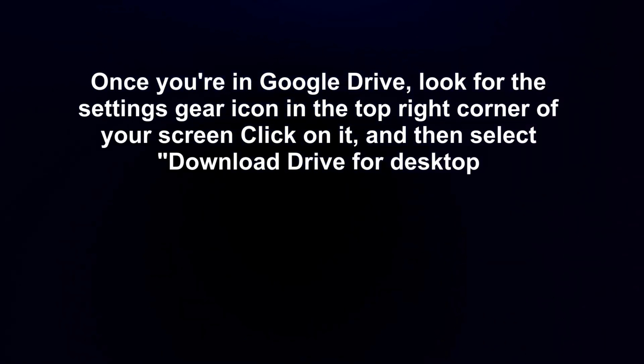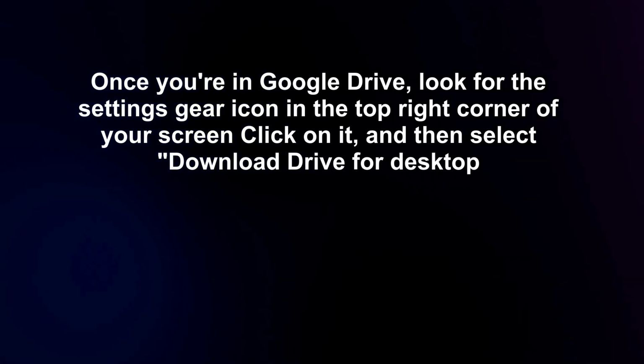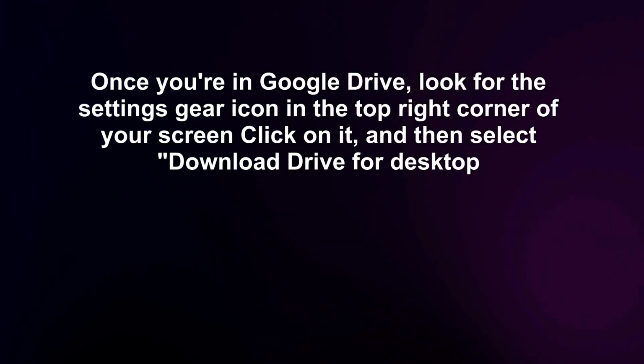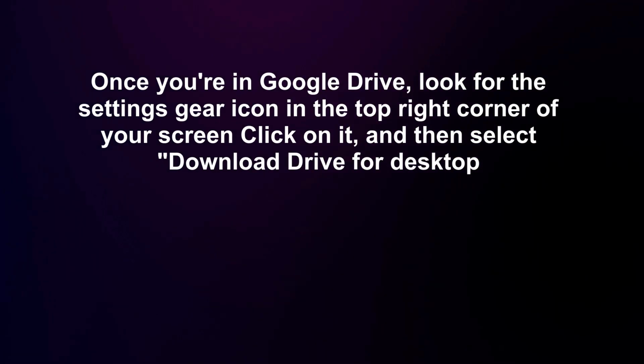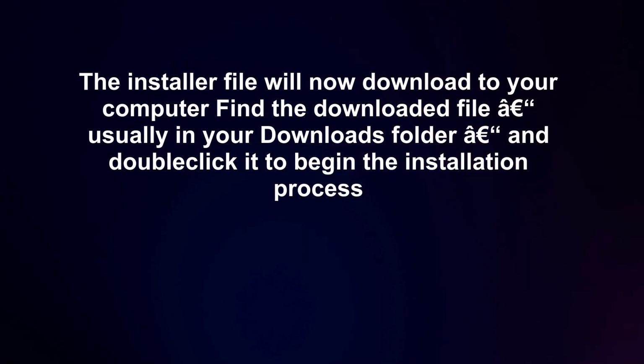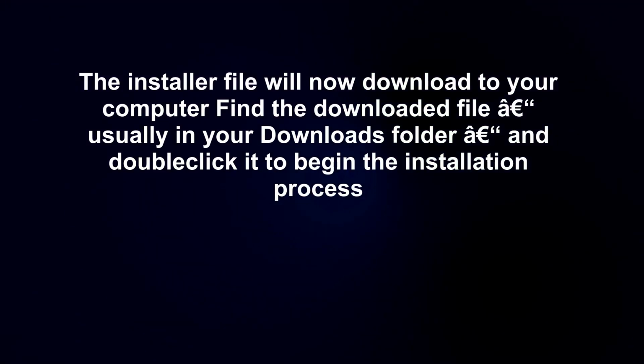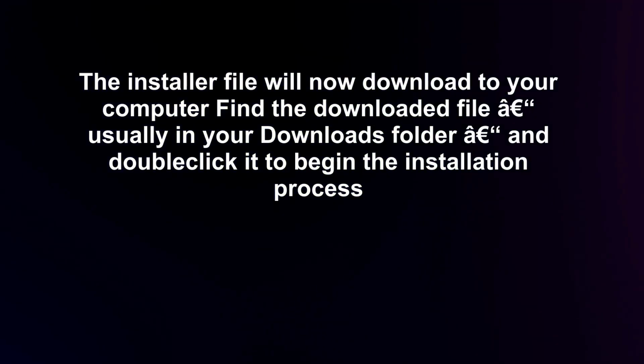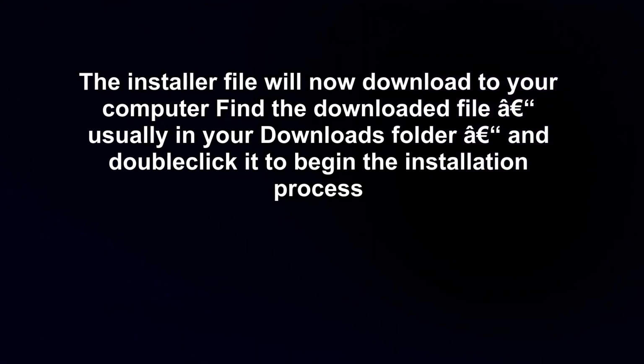Once you're in Google Drive, look for the settings gear icon in the top right corner of your screen. Click on it, and then select Download Drive for desktop. The installer file will now download to your computer. Find the downloaded file, usually in your Downloads folder, and double-click it to begin the installation process.